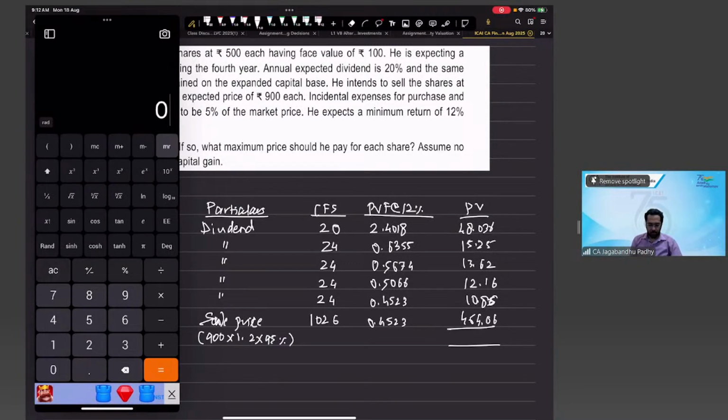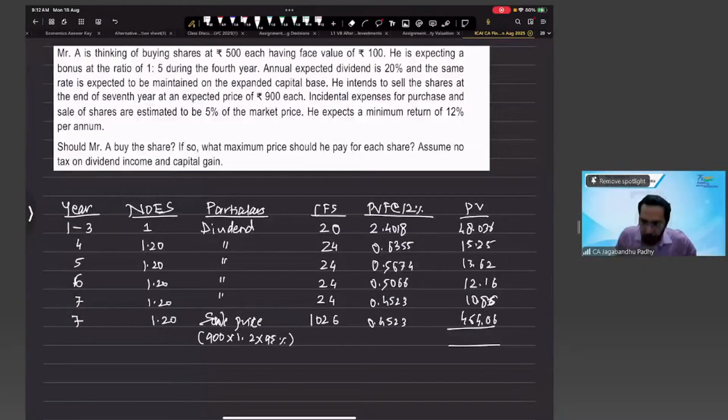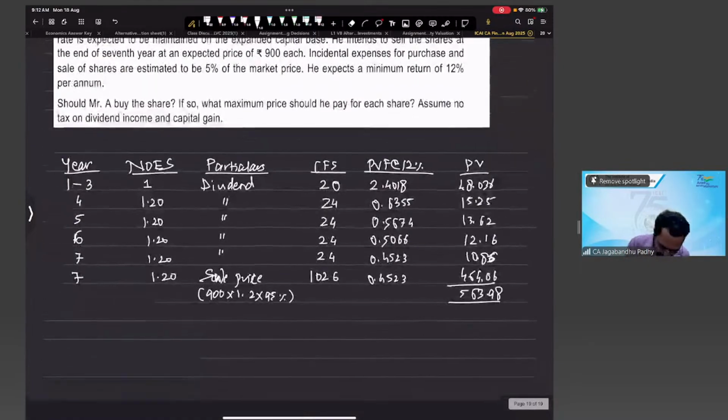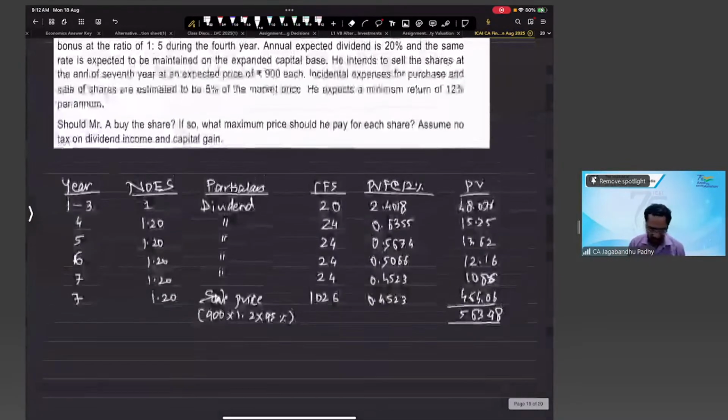Okay. If we add all of them, what's the present value? 563.98. Okay, 563.98. That's the share price. Now this is the present value that you are having. But when I'm going to buy the share, I'm also going to pay 5% as the incidental expenses, as the transaction expenses. So what is the price that I'll be ready to pay? This is the maximum price that I can pay.